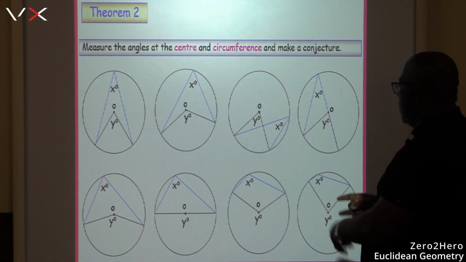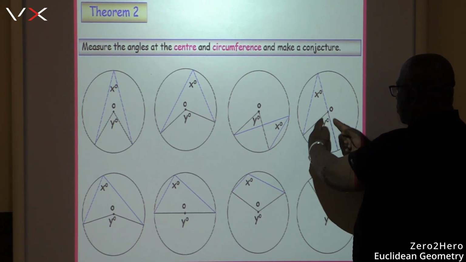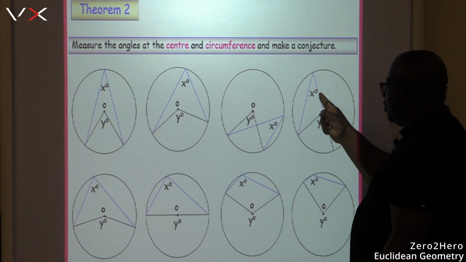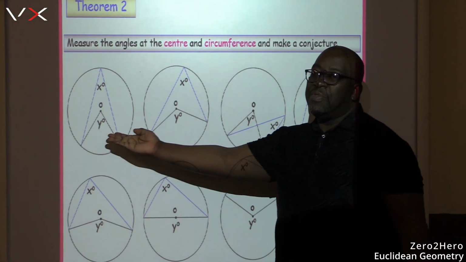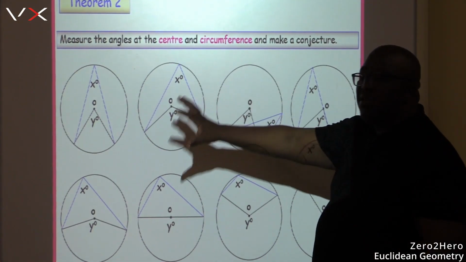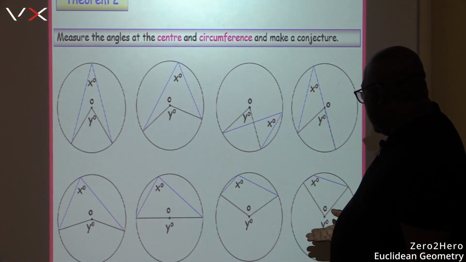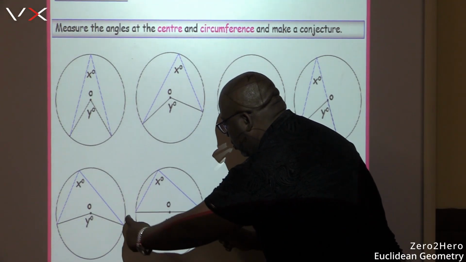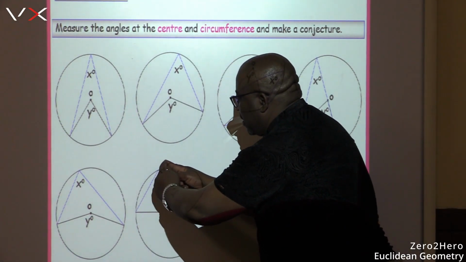Let's go to this one. This is my arc, it goes to the center. The same arc goes to the circumference. So this one is twice that one. You don't always expect it to come this way. It can come in 8 different ways. Let's look at this one. This is the arc, it goes to the center. The same arc goes to the circumference.